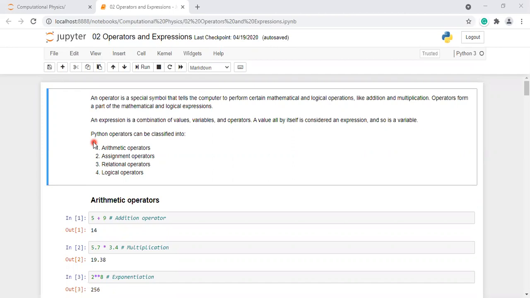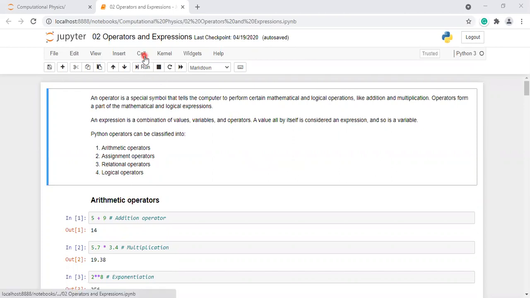So let us study Python operators. Python operators can be classified into arithmetic operators, assignment operators, relational operators, and logical operators. So first, let us study arithmetic operators.